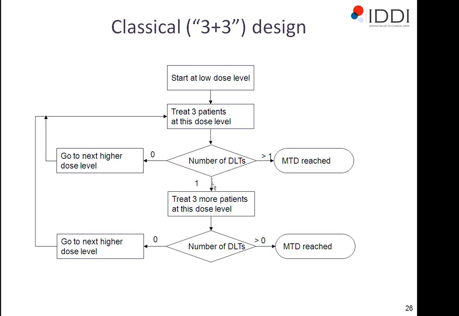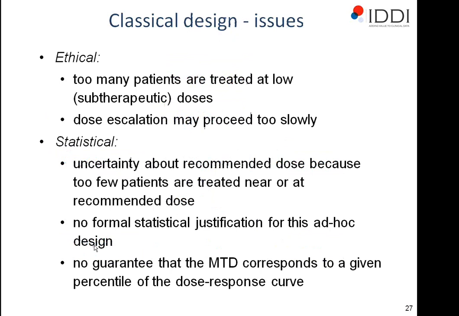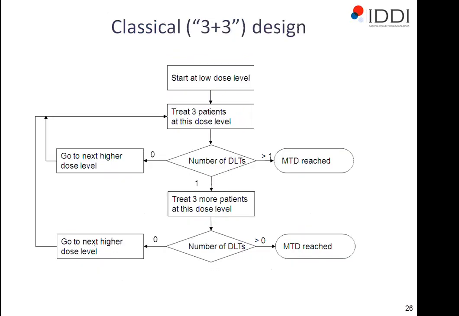Now, if we see 1 out of 3 DLTs, then we treat 3 more patients at this dose level. And then again, if in these 3 extra patients we see no DLTs, we go to the next higher dose level. On the other hand, if we see at least 1 extra toxicity in these 3 extra patients, then we say, okay, we've reached MTD, and then we stop the trial and we recommend an appropriate dose for the phase 2 design.